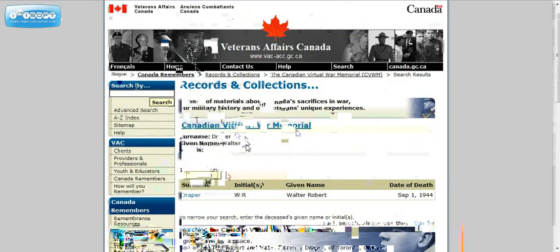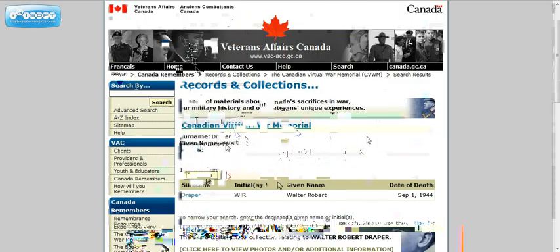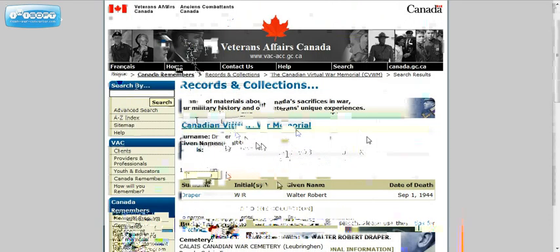If we take a look here, it says in memory of Private Walter Draper, who died September 1st, 1944. And I do know that he fought and died in Juno Beach, which was one of the major turning points of World War II. If you take a look there, he was 21 years old when he passed away, and it even shows you the unit that he was in.